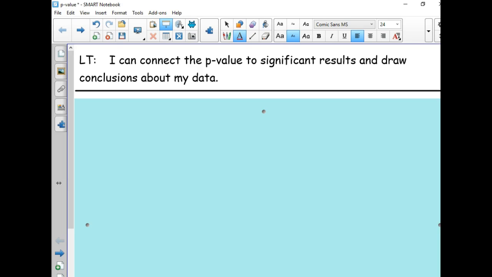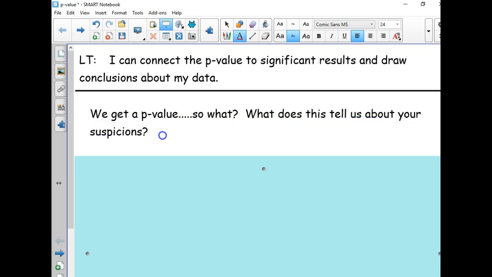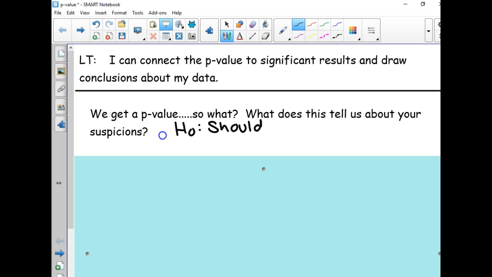All right, the learning target for today is I can connect the p-value to significant results and draw conclusions about my data. So, what is this p-value? We get it. So what? What does this tell us about our suspicions? We started off with a null and an alternative hypothesis. A reminder, your null was what should happen. Your alternative hypothesis was what your suspicions were about.